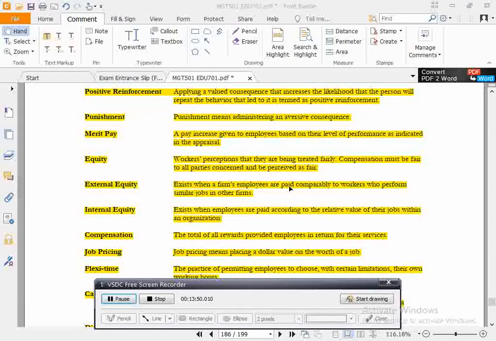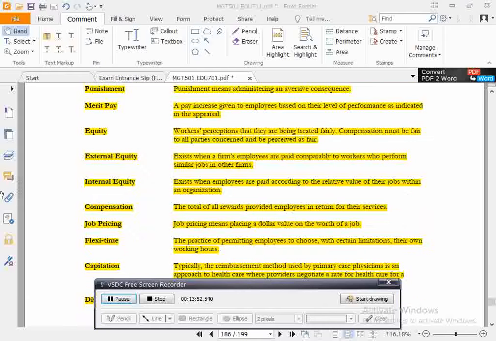Next is punishment, which means administering an aversive consequence. Next is merit pay. Merit pay is an increase given to employees based on their level of performance as indicated in the appraisal.